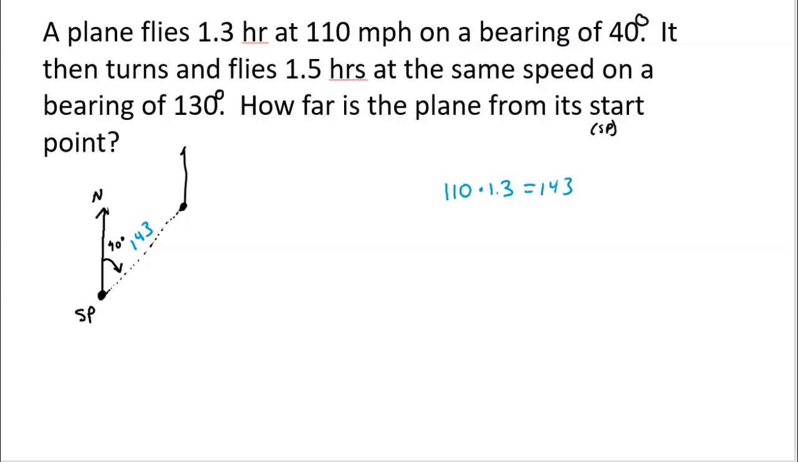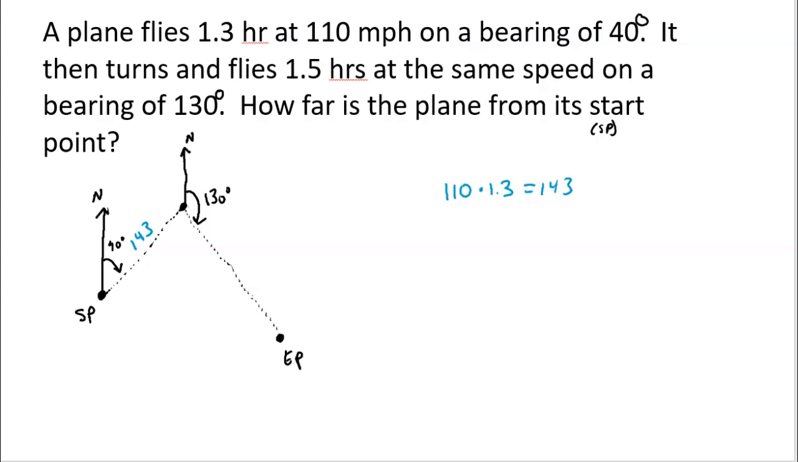So I have to draw another little arrow. And it then turns and flies for a bearing of 130 degrees. So 130 degrees, this would be more than 90. So it would probably be right about here. So then it turns and it flies and flies and maybe it stops right here. So I'm going to call this the ending point. So EP, ending point. So again, this is 130 degrees.